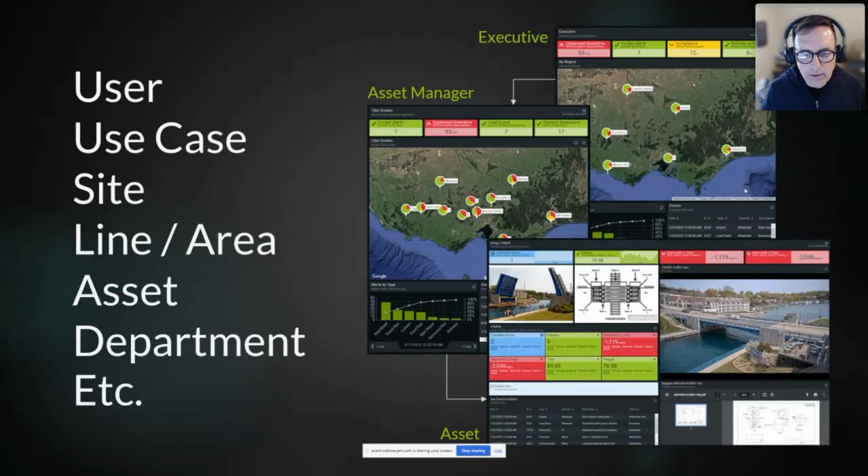Then you get all the way down here to an individual asset. This is an individual bridge where I want to see the details. I want to see its fatigue. I want to see its condition score. Or maybe I want the schematics right embedded in there. I want links right to the design documents. I want key events that apply exactly to this bridge, and maybe in this case, a live video of that bridge.